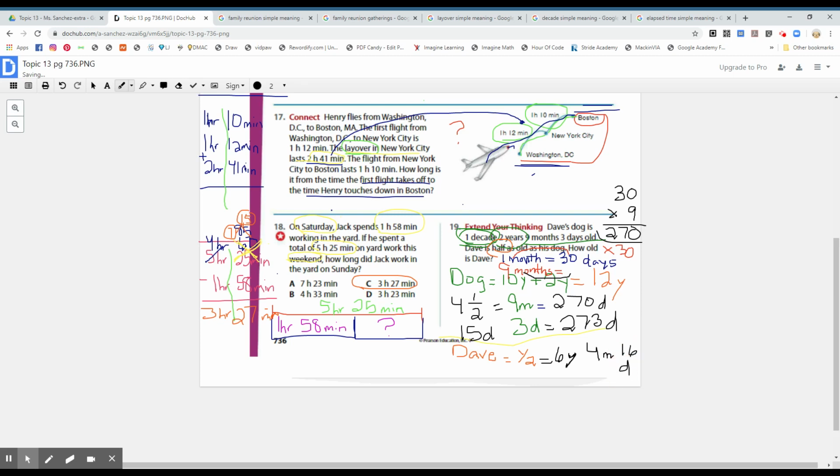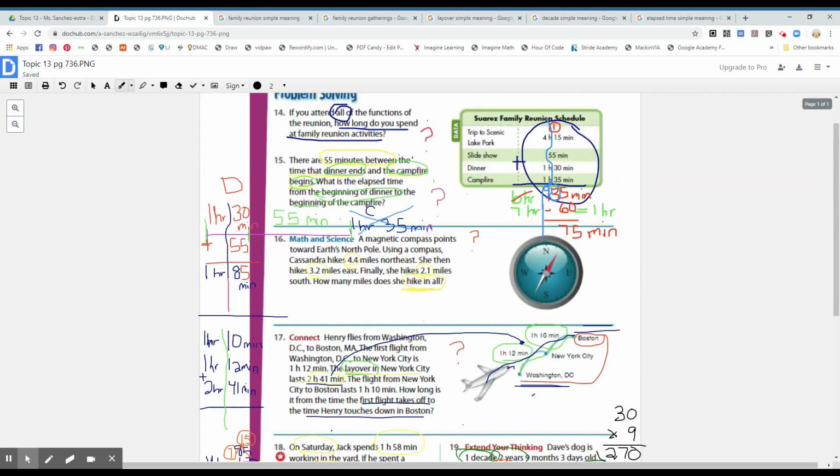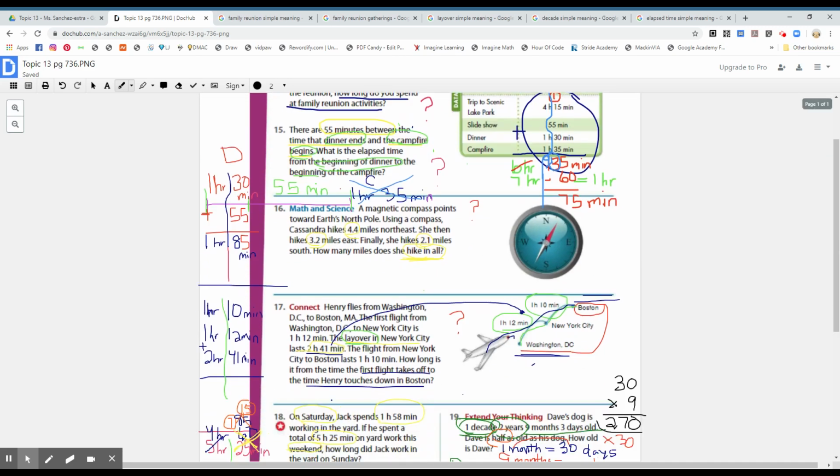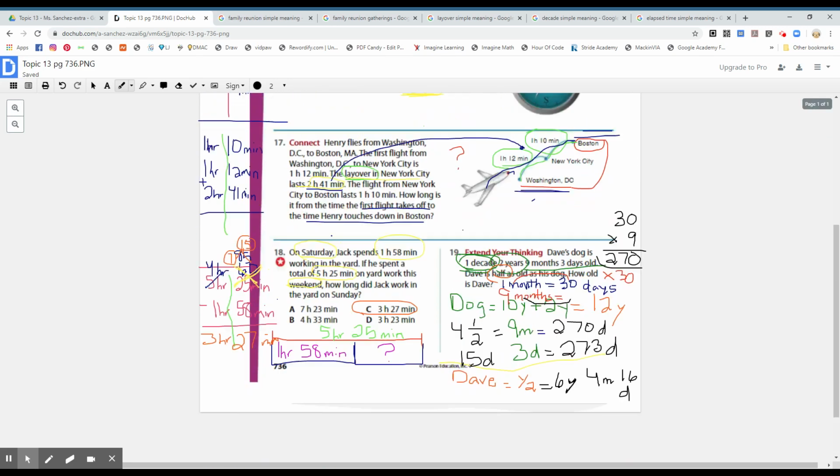Again, guys, these are one of those extend your thinking. Those are one of those thinker ones. All right, boys and girls. So you still owe me question number 14, 15, 16, and 17.